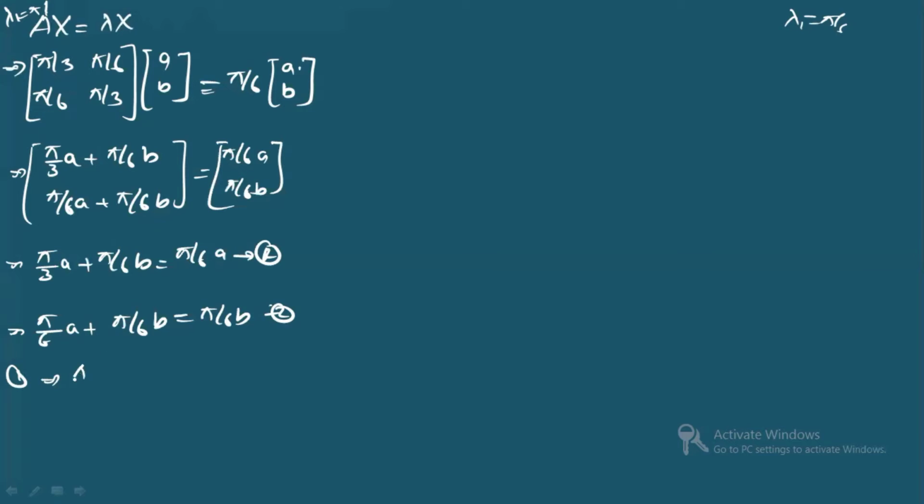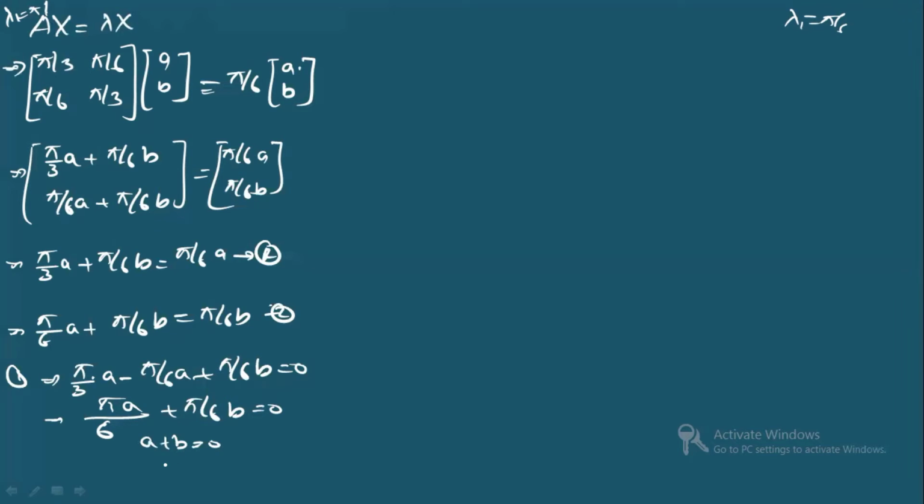So if you see here, you will get pi by 3a minus pi by 6a, taking this term to the left hand side, plus pi by 6b, equal to 0. So LCM will be 6, right? This will give you 2 minus 1, so that is 1. So when you do so, we will just get pi by 6a and this is pi by 6b equal to 0. So pi by 6 taking common, you will get a plus b is equal to 0 and b is equal to minus a.